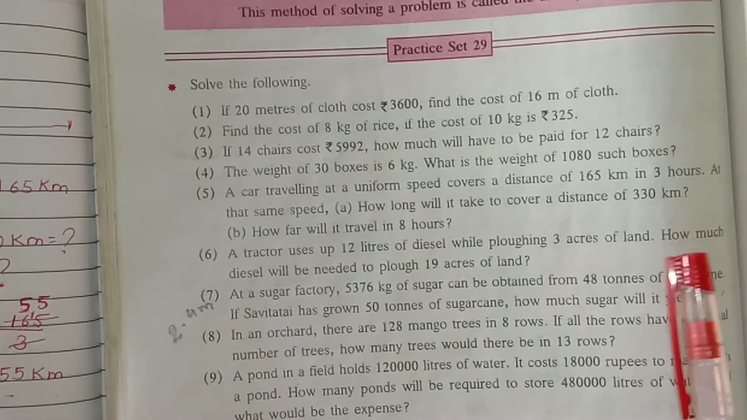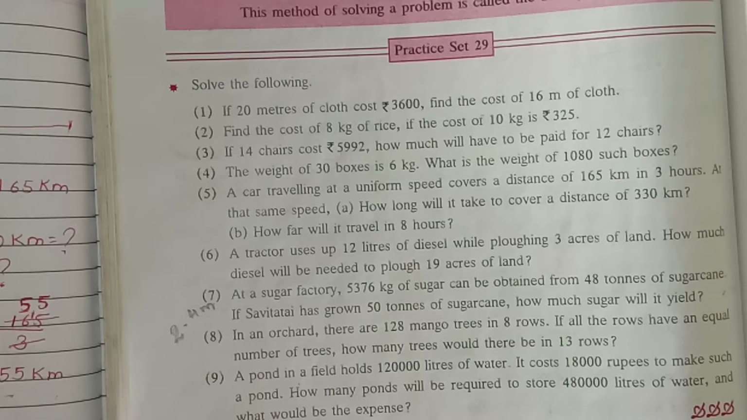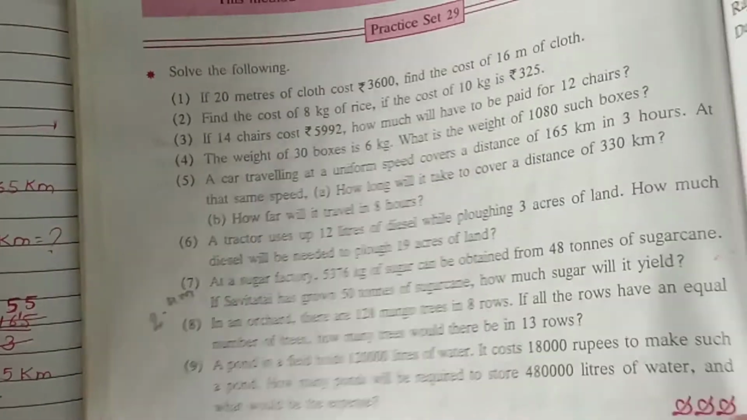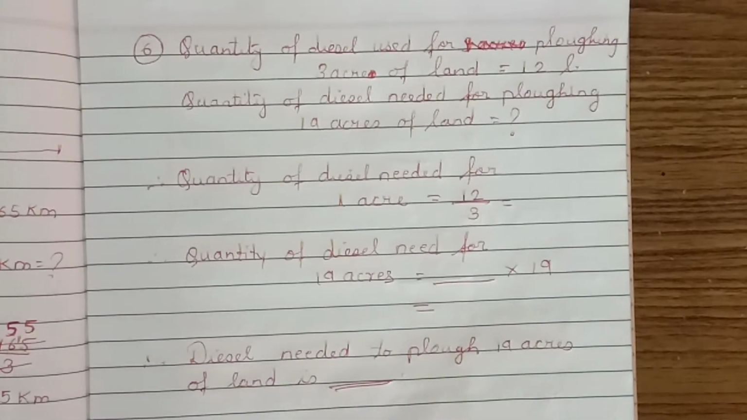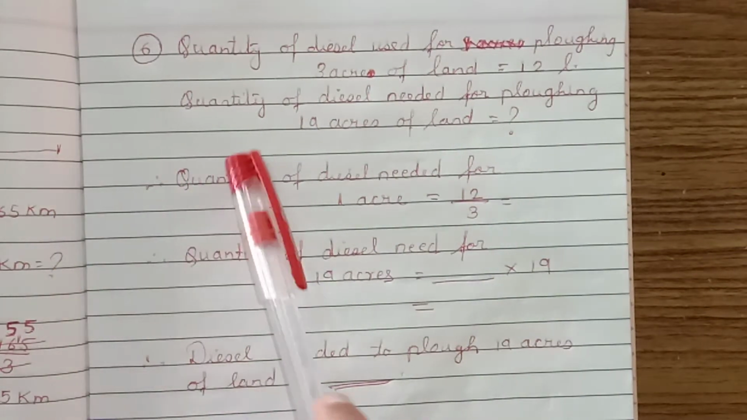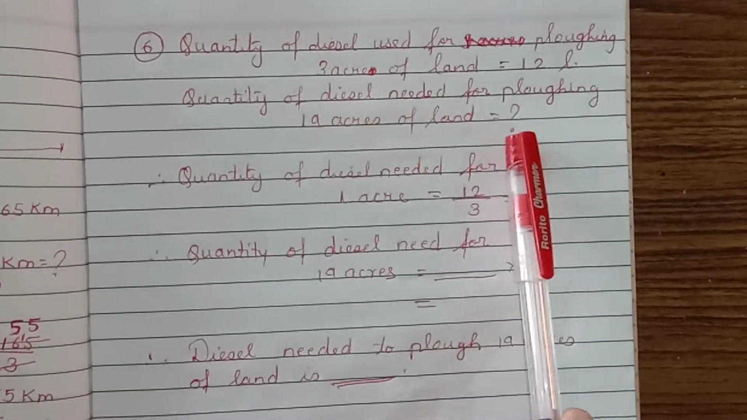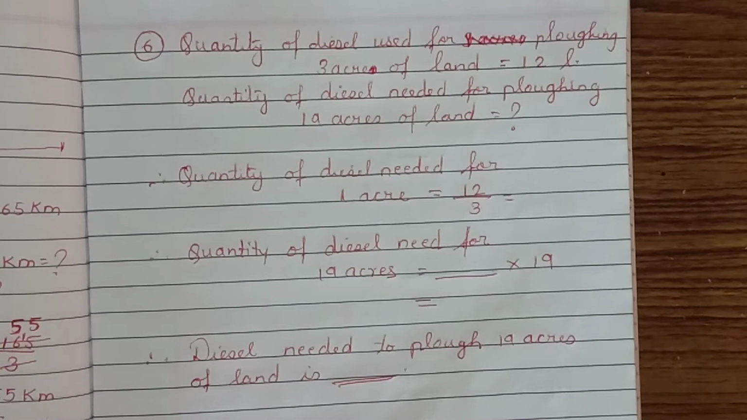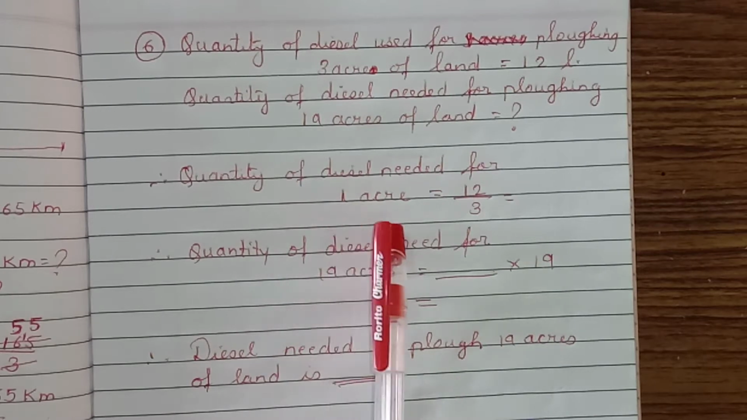Next, how much diesel will be needed to plough 19 acres of land? For 3 acres the quantity of liters is given, and for 19 acres you have to find out. So here I have taken: quantity of diesel used for ploughing 3 acres of land is equal to 12 liters. Quantity of diesel needed for ploughing 19 acres of land is equal to question mark. So first we will find the quantity of diesel needed for 1 acre.